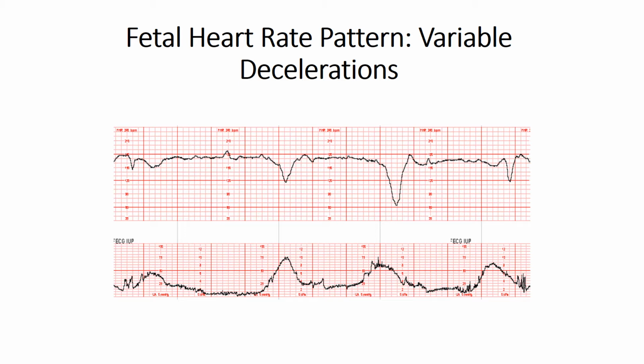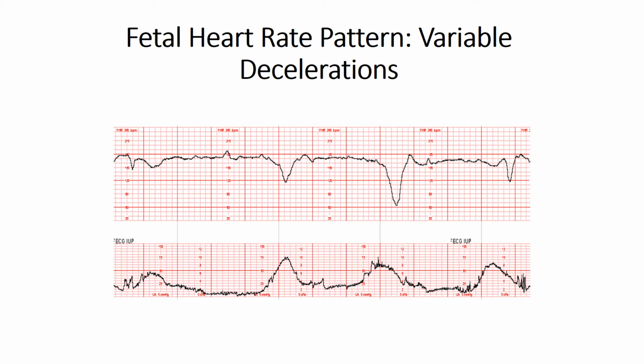But we also see these are V-shaped variable decelerations. And you can see the second major one dips down very low, to about 65 to 70. And so that one's going to be a little bit more ominous, or not as comforting. But these ones are occurring with contractions, so we just want to take note of that.